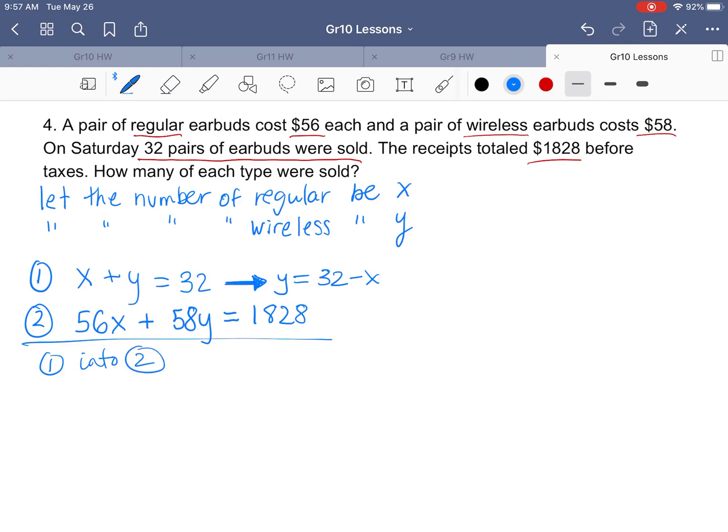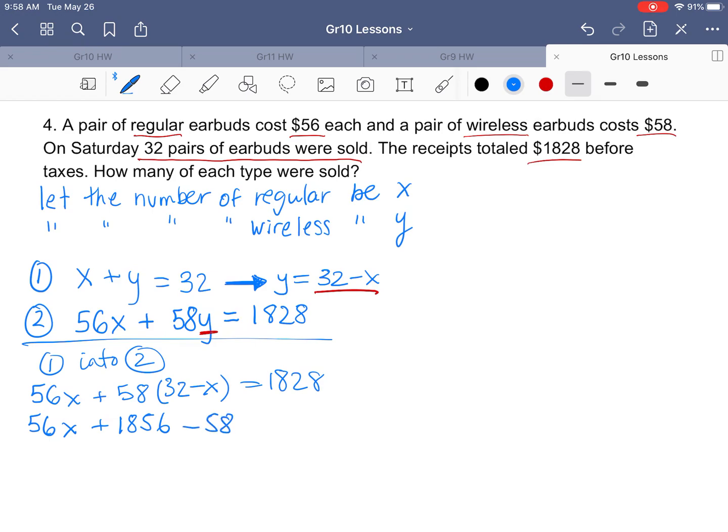Always state what you're going to do. Our second equation is 56X plus 58Y, and instead of Y, I'm going to put 32 minus X, and that is equal to 1,828. Now I need to expand it by multiplying, collect my like terms and then isolate X. 58 times 32 gives us 1,856.